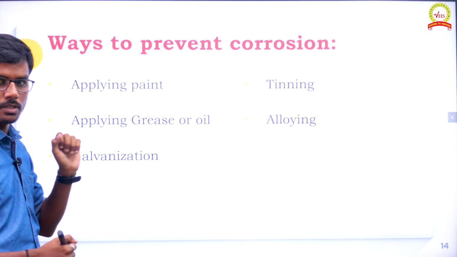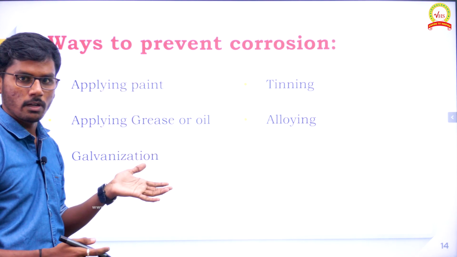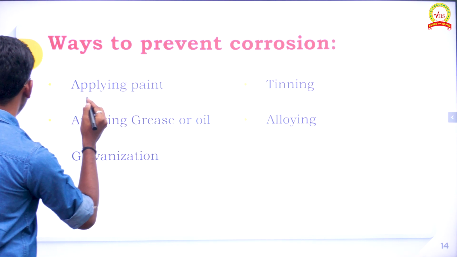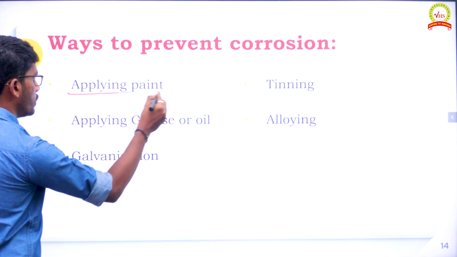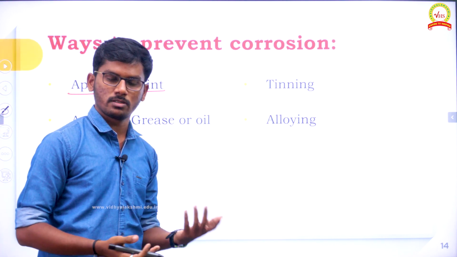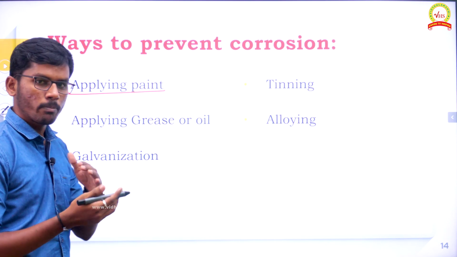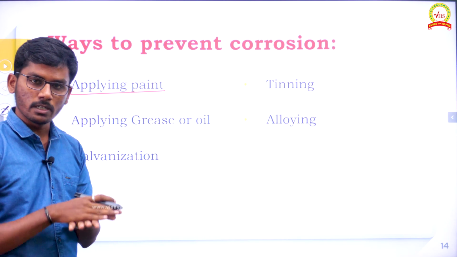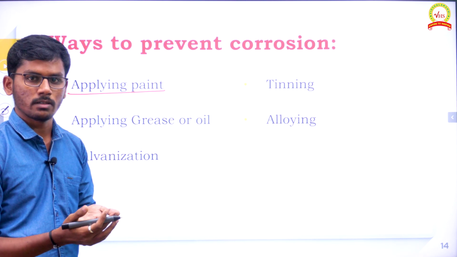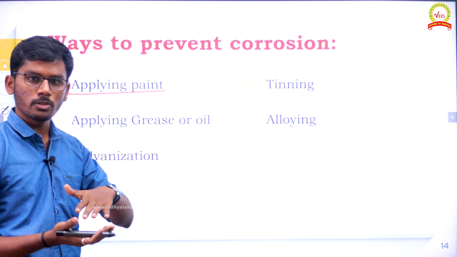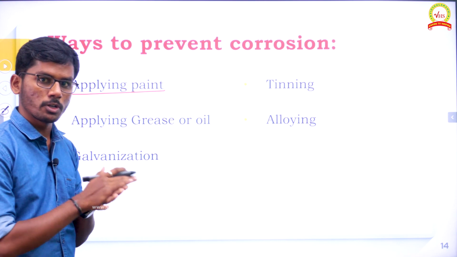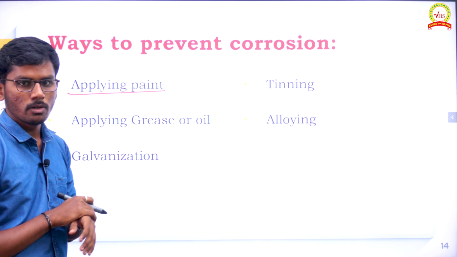Ways to prevent corrosion. These are a few ways available to prevent corrosion. One of those is applying paint. What is going to happen if we apply paint over this object? For example, if you take an iron article or a copper or a silver, whatever it may be, if we apply a layer of paint, it prevents that metal from getting oxidized. It means that it will not allow oxygen to react with that substance directly. So that layer of paint is going to prevent that object from being oxidized.